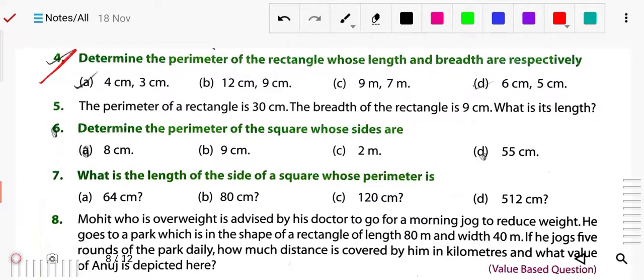Next question number 4, determine the perimeter of the rectangle whose length and breadth is given. Okay, you have to find the perimeter, length and breadth is given. Simply you have to write in the formula and you have to find, means already it is length.